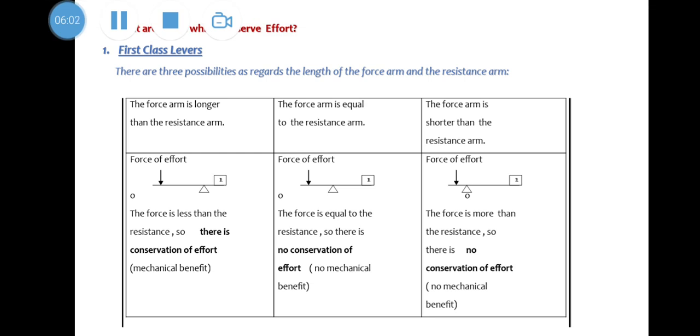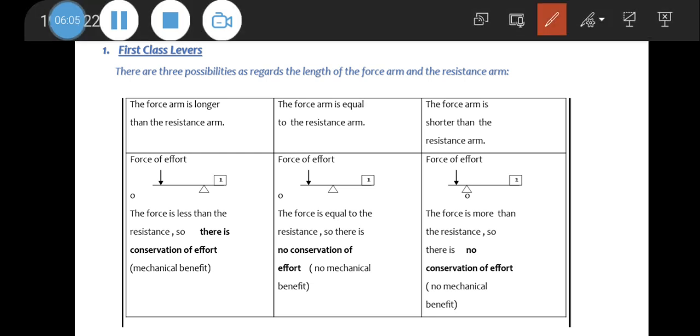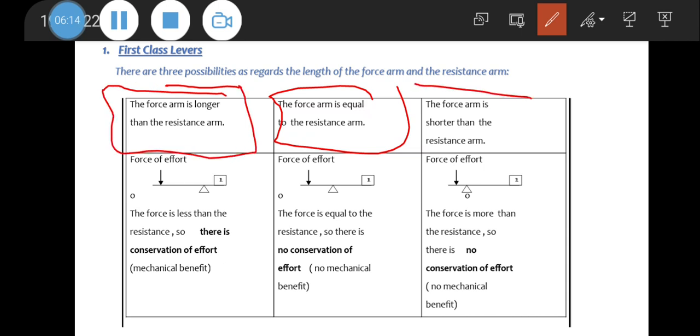Okay, so for the first class lever, when does it conserve effort and when does it not? We have 3 possibilities. When the force arm equals the resistance arm, when the force arm is longer than the resistance arm, and when the force arm is shorter than the resistance arm. In which case will it conserve effort? When the force arm is longer than the resistance arm. In the other cases it will not conserve effort: when the force arm equals the resistance arm, or when the force arm is shorter than the resistance arm, it does not conserve any effort.